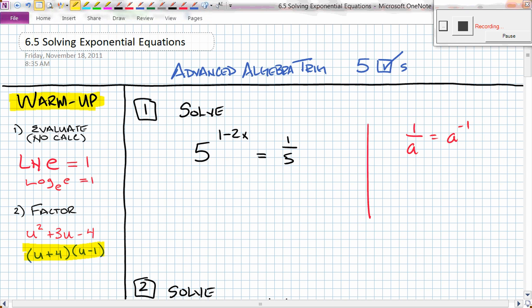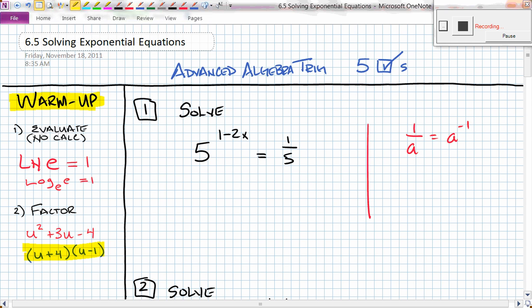I've got 5 to the 1 minus 2x equals 1 over 5. So what is the base on the left-hand side of the equation? 5. What's the base on the right-hand side of the equation? 1/5. If I could get those bases to be the same, then according to the most amazing fact ever, their exponents would be the same, right? So I'm wondering, could I change maybe one of those bases to look like the other? And I've given you a little hint on the right-hand side there.